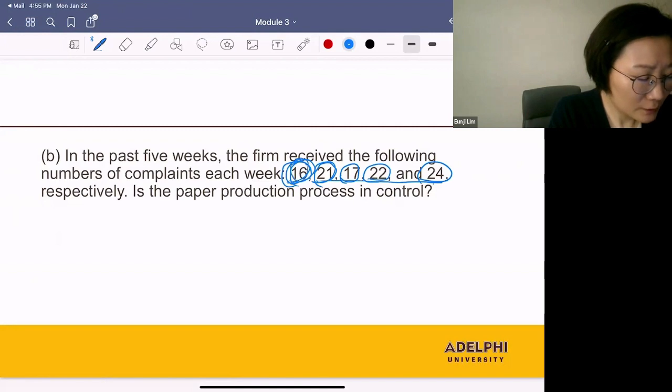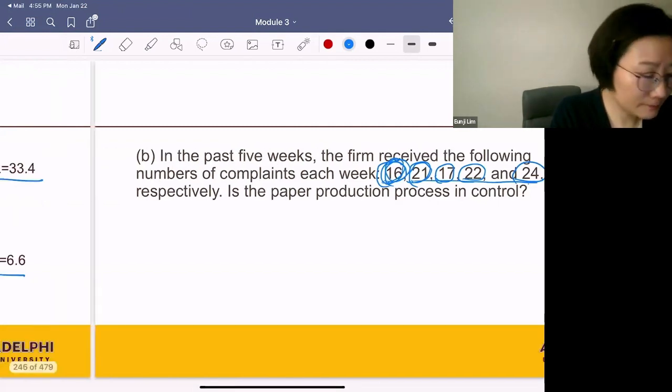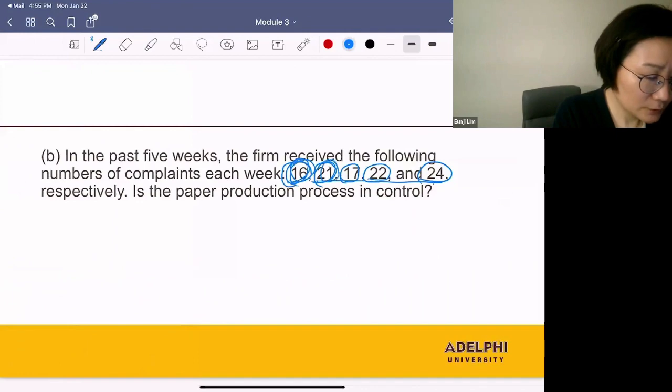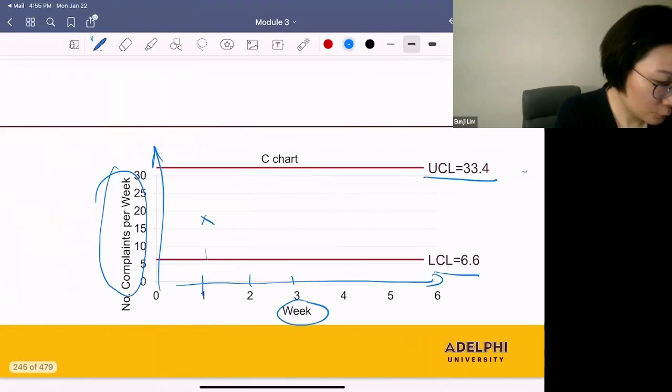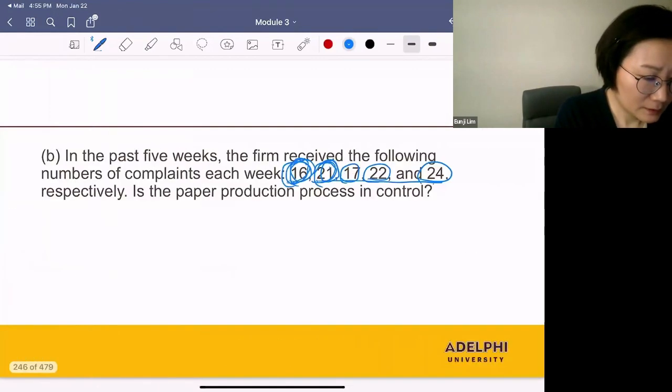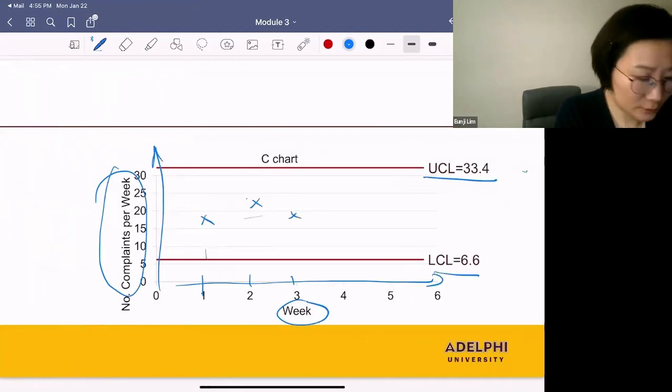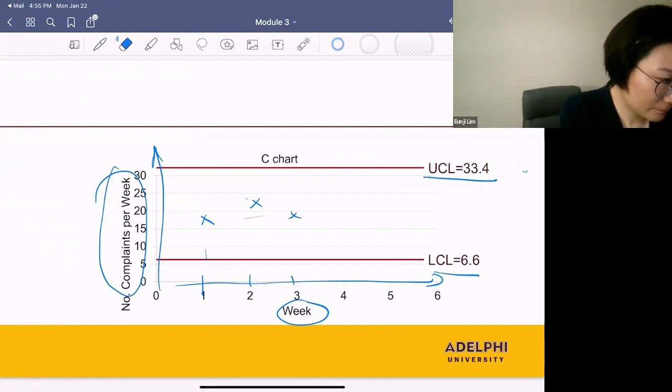So for this week, which one should we plot? 16. We plot 16. For this week, 16 complaints. And the next week, 21 complaints, and 17, 22, and 24.